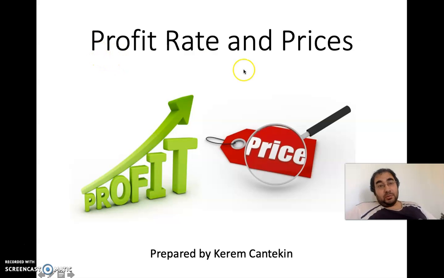This lecture is on profit rate and prices. In short, we might also call this part where we introduce the price theory of Marx. Up to this point, at many places we have assumed exchange value and prices are equal, although I have also mentioned that it's very well possible for individual commodities to have a price higher than the exchange value or lower than its exchange value.